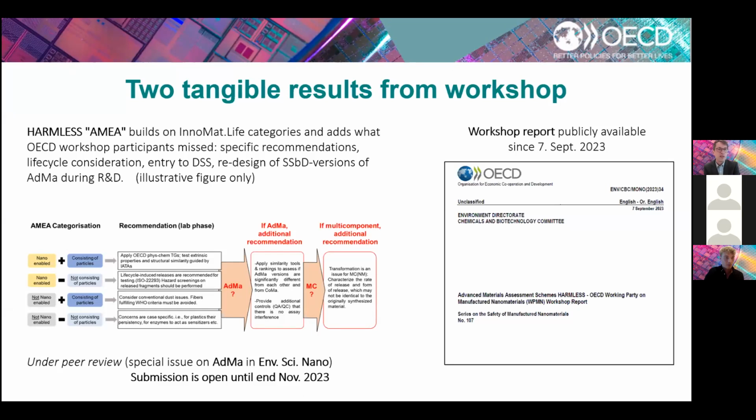And this figure is just illustrative, but those of you who have been in the workshop will recall that the different colors shown here, being nano-enabled or not, consisting of particles or not, being an advanced material or being a multi-component material, all these were categories of the Inomat Life, and now we link them directly to recommendations for further testing and assessment. This is currently under peer review in a special issue on advanced materials in Environmental Science Nano.